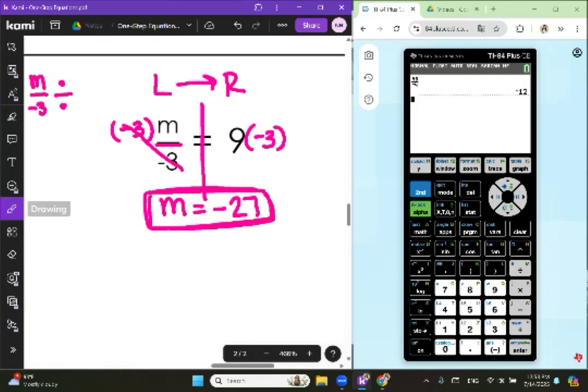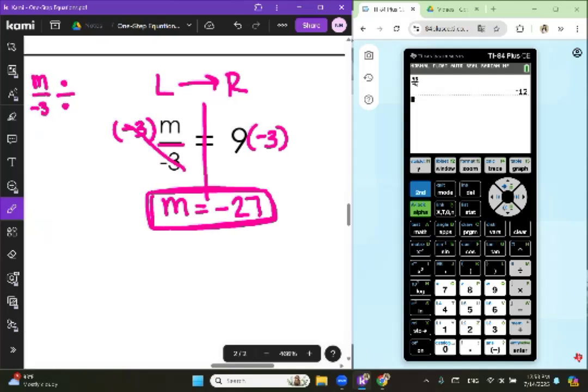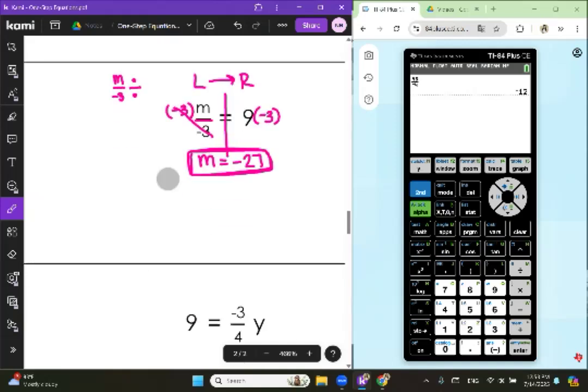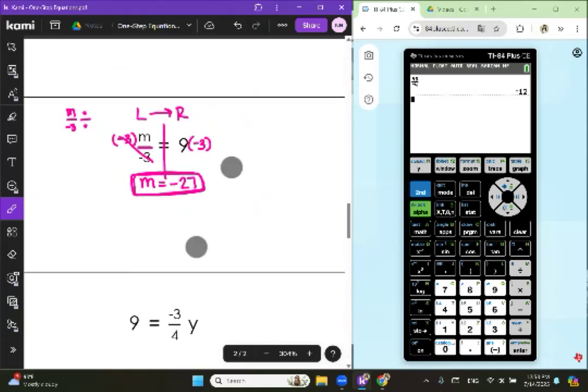Okay. The one-step equation, you should have been working on one-step equations in 6th grade, but you might be hearing it a little differently for the first time.